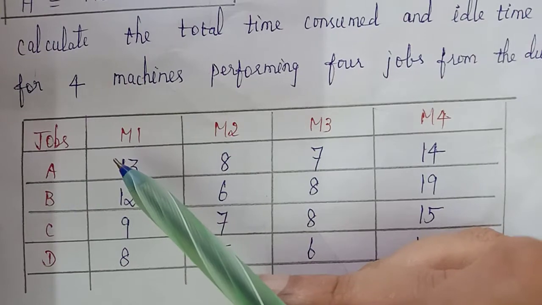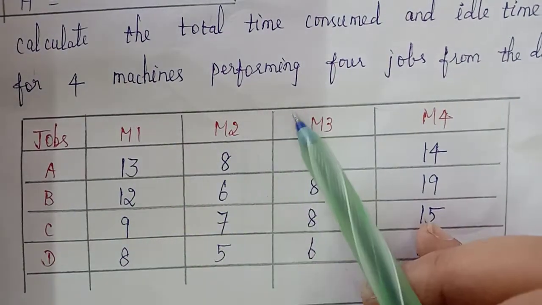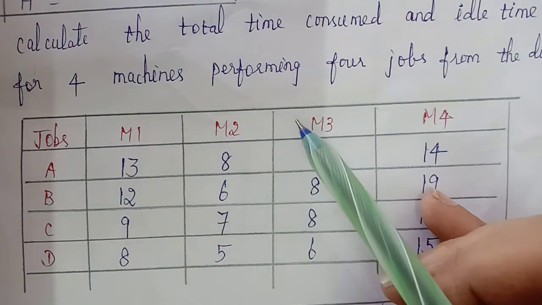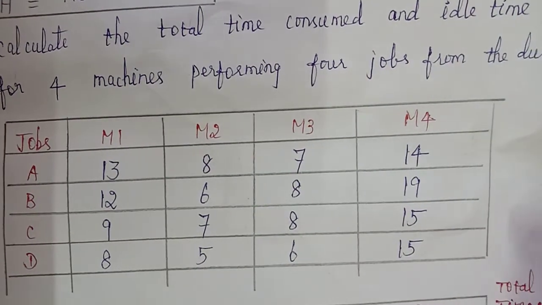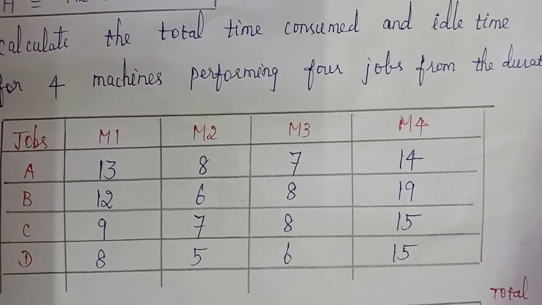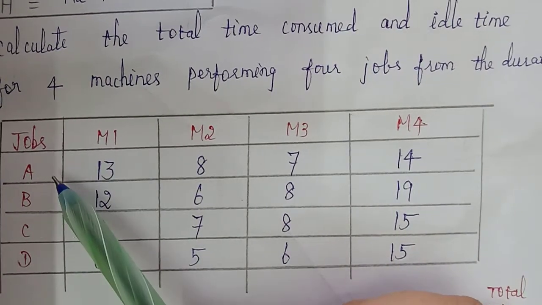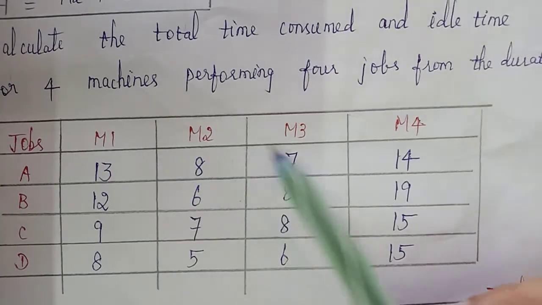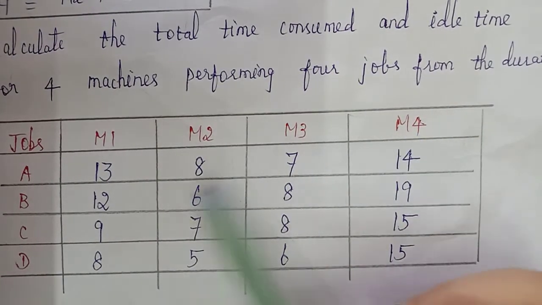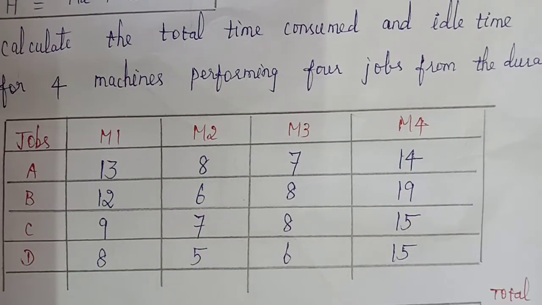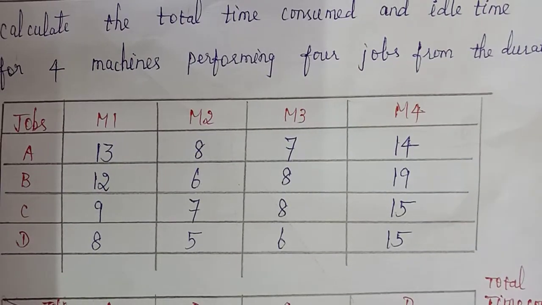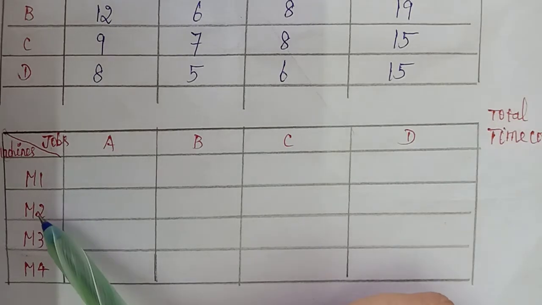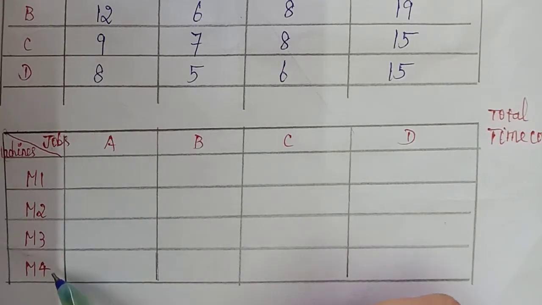Now this is the given problem. Calculate the total time consumed and idle time for four machines performing four jobs from the duration. Here jobs A, B, C, D are given row wise, and then M1, M2, M3, M4. These are the processing times. The first step is you have to rewrite the problem. M1, M2, M3, M4 should be in row wise.